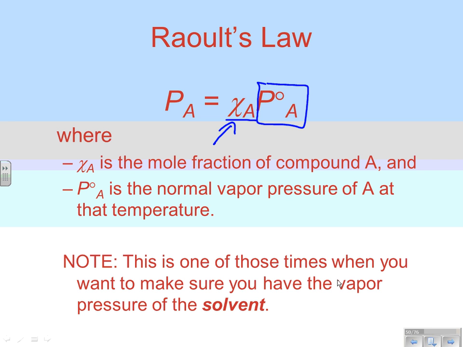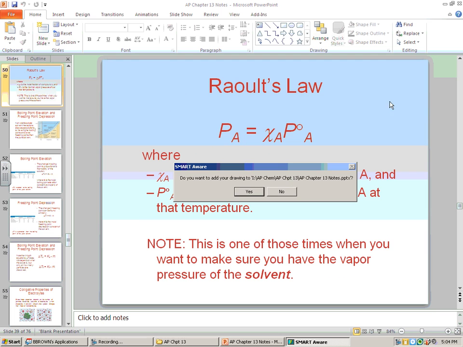And as soon as we start to dissolve particles into our solvent, the mole fraction of the solvent is going to start to drop, lowering the vapor pressure. The more that gets dissolved, the more you drop the mole fraction of the solvent, the more the vapor pressure is going to be lowered. And that finishes up our notes for today.